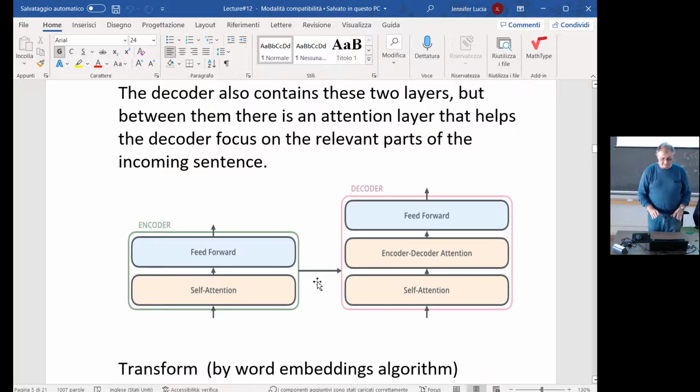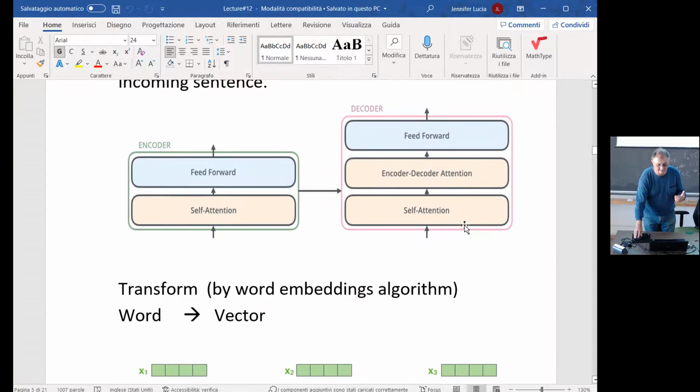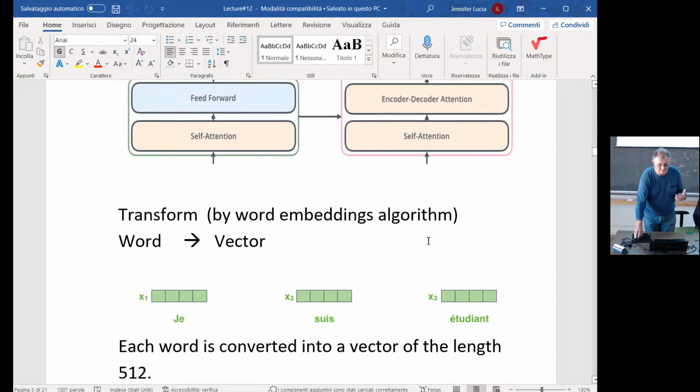The encoder is self-attention and feed-forward, but the decoder consists of self-attention also, then encoder-decoder attention, and then feed-forward. Why encoder-decoder attention? Because we change the order of the words according to grammar rules. So we need to take into account the difference between languages for correct grammatical construction of the phrases.